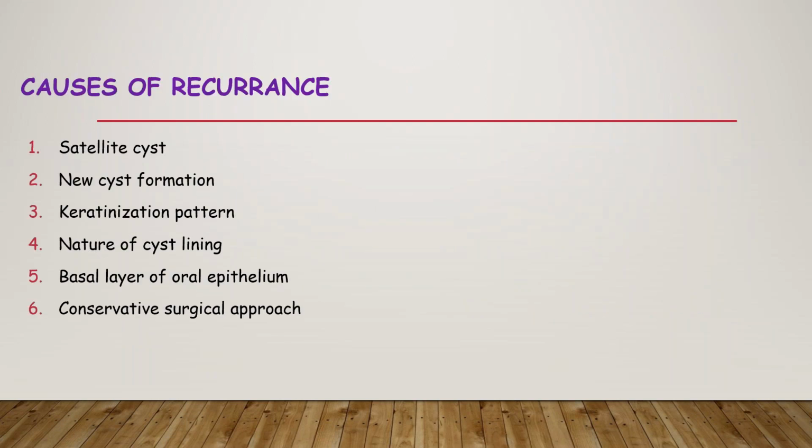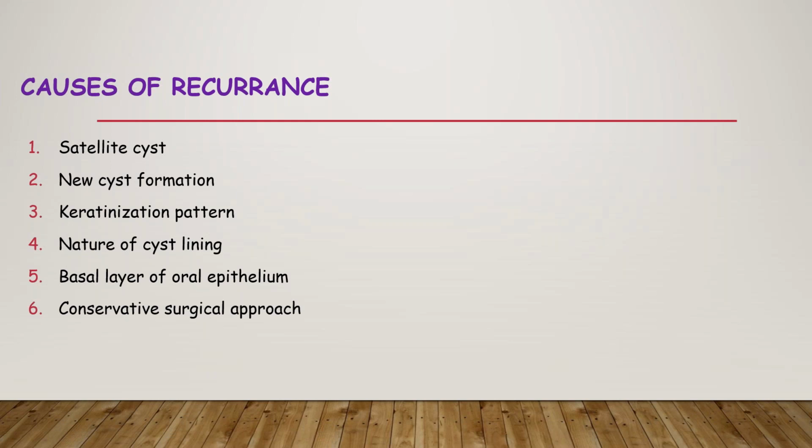Coming to the main factor in odontogenic keratocyst, the causes of recurrence. What are the causes of recurrence? Satellite cyst, new cyst formation, keratinization pattern, nature of the cyst lining, basal cell layer of epithelium, and conservative surgical approach. These factors together contribute to the recurrence of the odontogenic keratocyst. But how? Let's see.